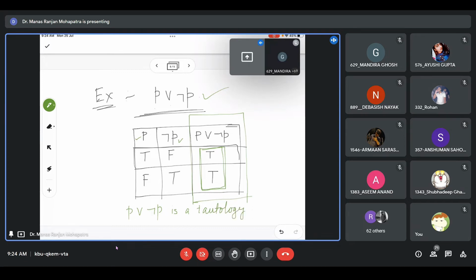Because irrespective of the truth values of P and negation P, this is a compound statement, no doubt with that. It is constructed from an atomic statement P, and we are finding the disjunction of P and negation of P. Irrespective of the truth values of P and negation of P, this compound statement has truth value true always. Hence, it's a tautology.